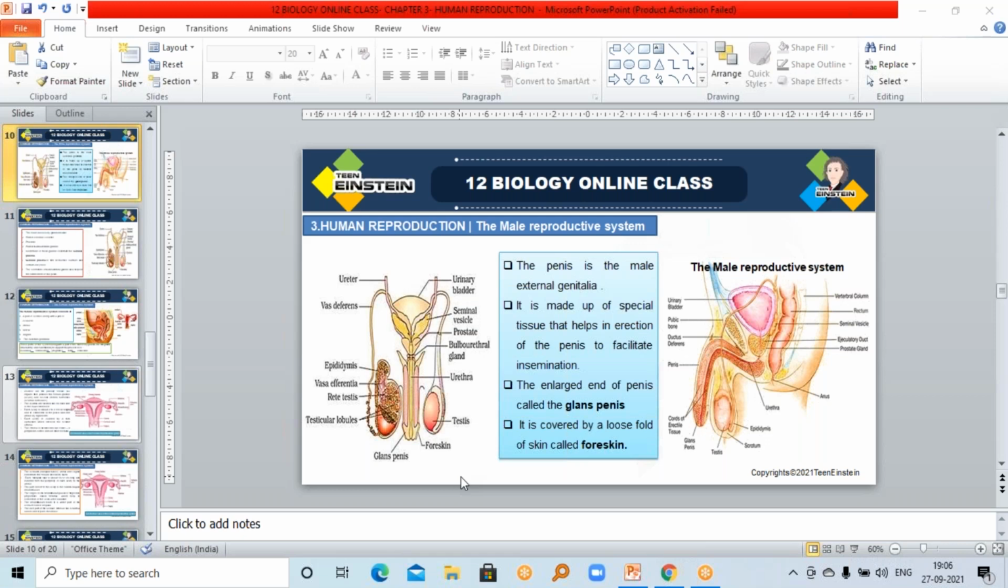In an ejaculation, the volume of semen is around 2.5 to 5 ml, and the sperm count is around 50 to 150 million per ml. The semen pH is around 7.2 to 7.8.